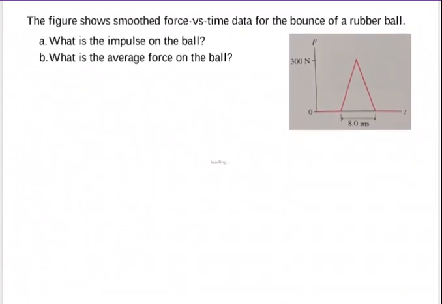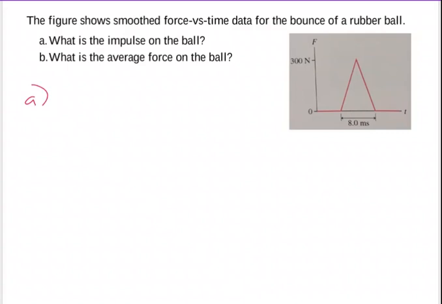So the figure shows smooth force versus time data for the bounce of a rubber ball. What is the impulse on the ball and what is the average force on the ball? We have t on the horizontal axis and F on the vertical axis. So first of all, for A, the impulse on the ball, it's the area, right?